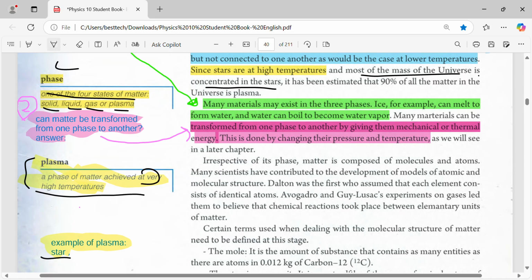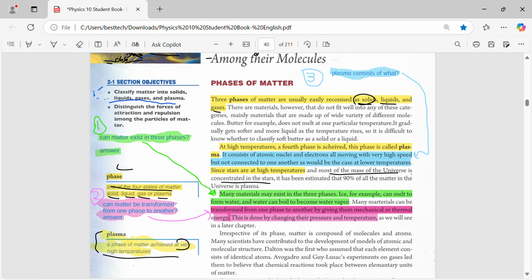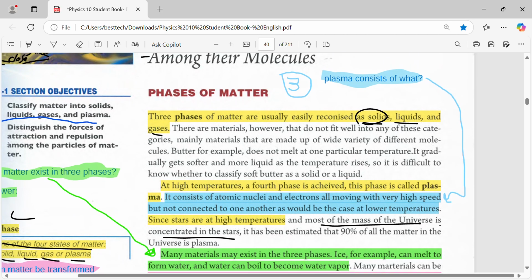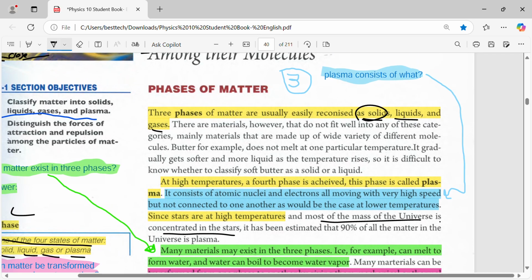Guys, we have some questions. We understand now that plasma happens at very high temperature, but I want to know what the structure of plasma is, or what plasma consists of, or what the composition of plasma is. Guys, because the question is in blue, write the answer in the same color, do not mix it. Plasma consists of atom nuclei and electrons. They are moving at very high speed. So the structure of plasma is atom nuclei and electrons moving at very high speed.